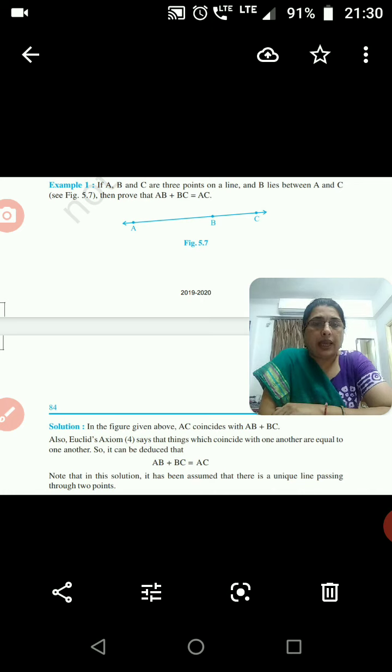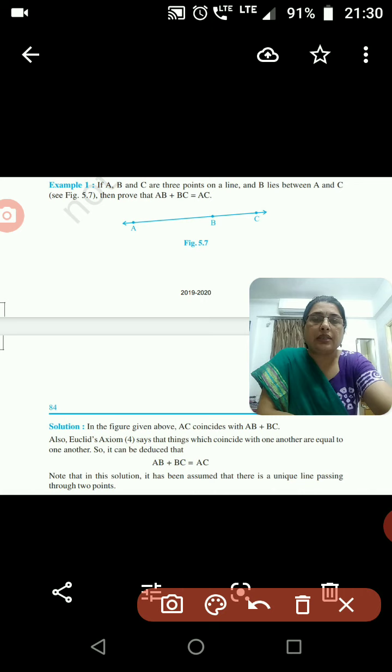If A, B and C are 3 points on a line and B lies between A and C, then prove that AB plus BC is equal to AC. Here you can see one figure. In this figure, you can see that B is lying between A and C.